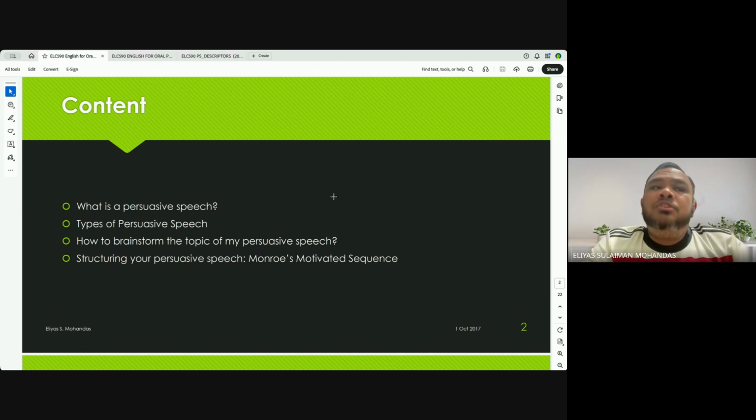Yeah, and if you have this in mind, is it compulsory, Mr. E, for us to include Monroe's? Yes, it is compulsory. If it is not compulsory, I wouldn't have introduced it into this lecture. I do not want to burden you with something that will not be tested or is not part of the assessment. So, since this is actually a requirement for persuasive speech, you need to understand what Monroe's motivated sequence is, okay, and how you can actually apply it in structuring and drafting your persuasive speech.